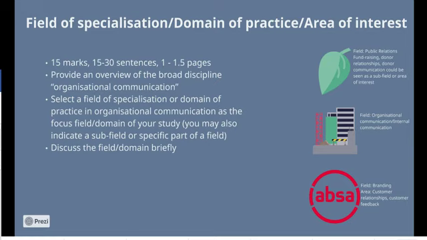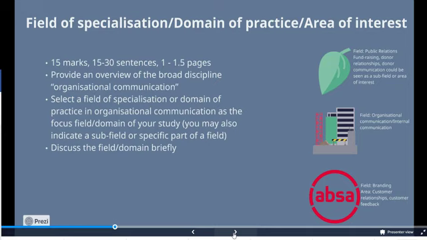Now, after the introduction, your first real content section is the field of specialization or the domain of practice. This section is for 15 marks, and you will be required to write something between 15 and 30 sentences, or 1 or 1.5 pages in length, just to give you a general impression of the volume of work you are supposed to produce here. Then we give you such clear instructions on what to include here. You must just adhere to the requirements in the 101.